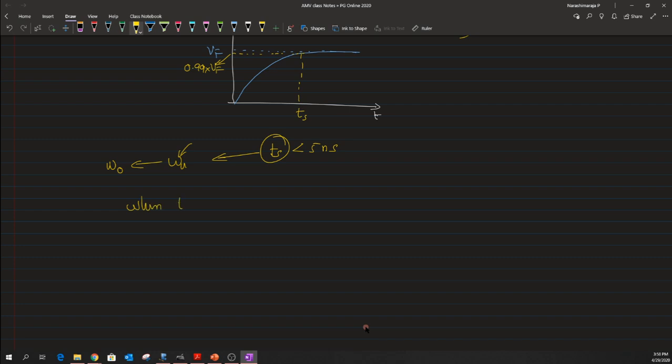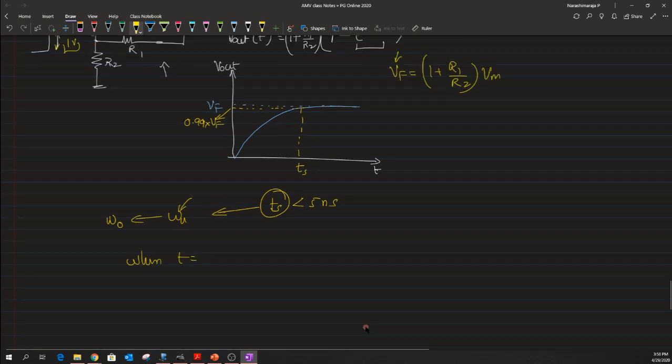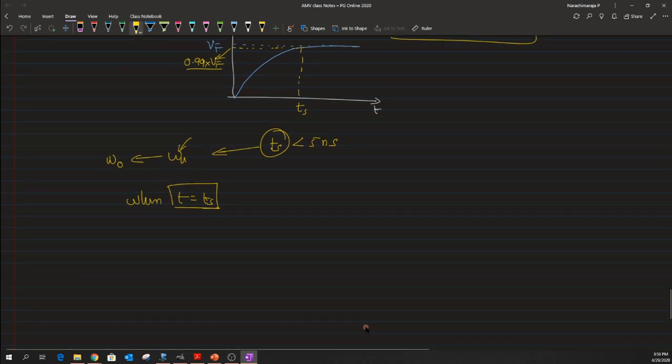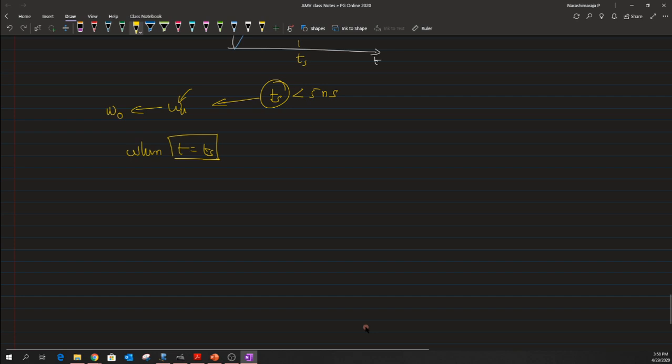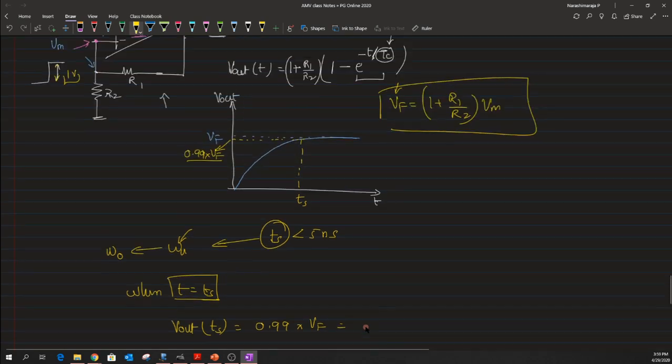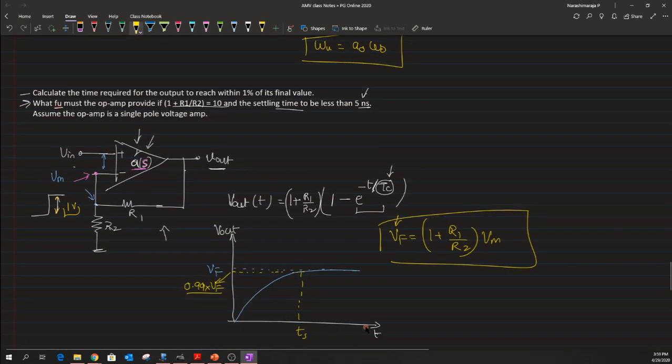So when this time t, and let me write it as ts here, okay, and we are going to assume that this ts is the time required for this v out to reach 99% of its final value, and the final value is given by this expression, okay. Yeah, so hope that you are clear with this. And when the time t is equal to ts, then one can write this v out at ts is 0.99 times the final value vf, and I'm just trying to resubstitute this expression of v out, okay.